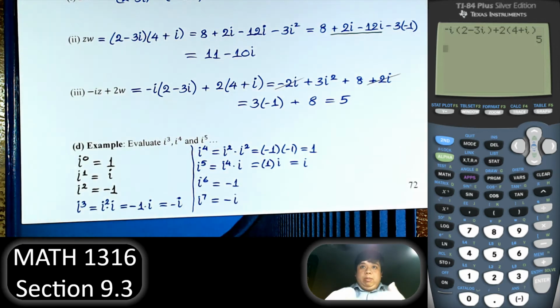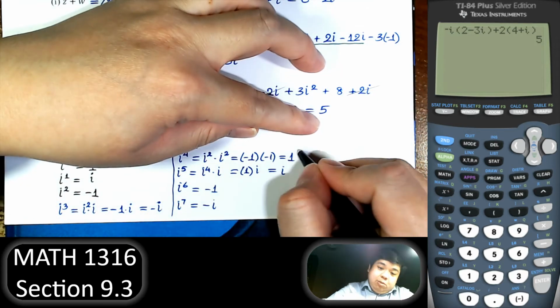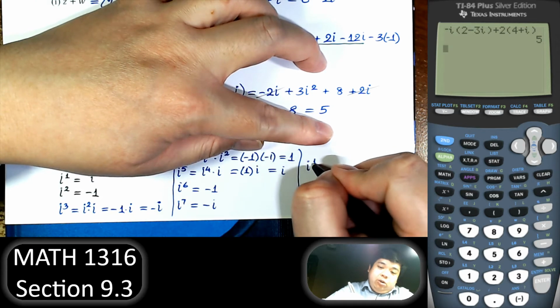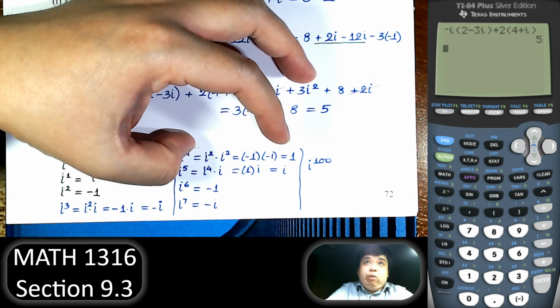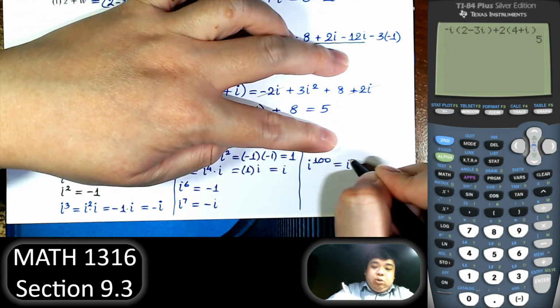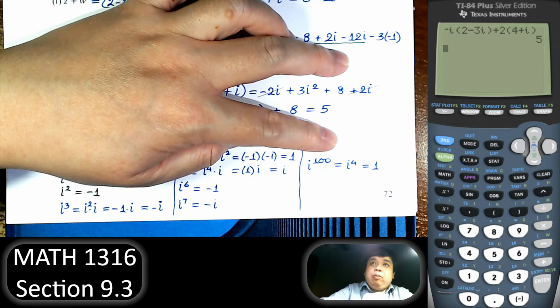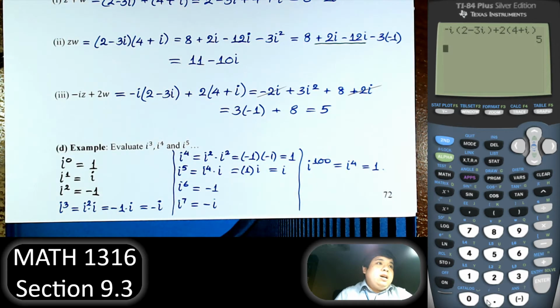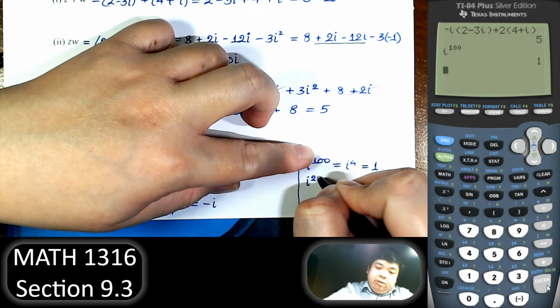And this cycle will repeat in the cycle of 4. So 1, i, negative 1, negative i, 1, i, negative 1, negative i. Just keep going like this. When we go to i to the 100, we see that 100 is divisible by 4. So this is just equal to i to the 4th, which is equal to 1. Okay, let's see if it works like that. How about i to the 25th?